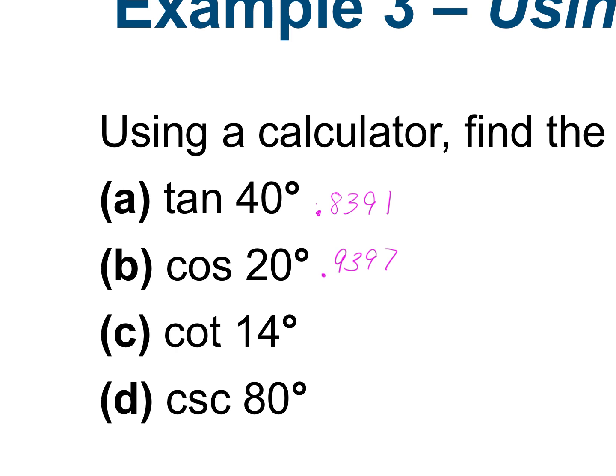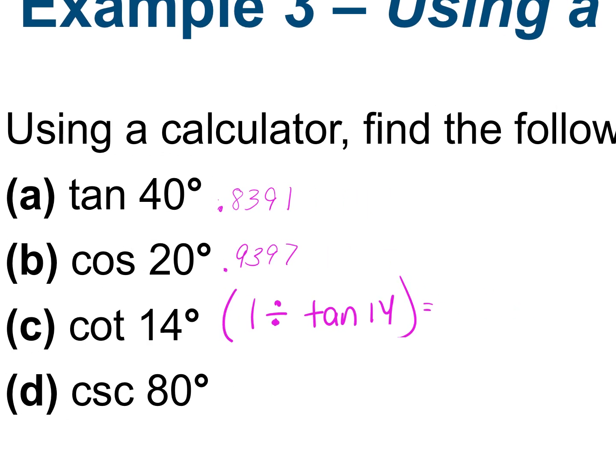It is not second tangent. The way that you find cotangent in your calculator, a lot of you will have to put a parenthesis, but it's 1 divided by, then you hit tangent 14. Whatever the reciprocal of the function is. So since you start off with cotangent, the reciprocal would be tangent. So it's 1 divided by tangent 14. What do you guys get? 4.0108. Thank you.